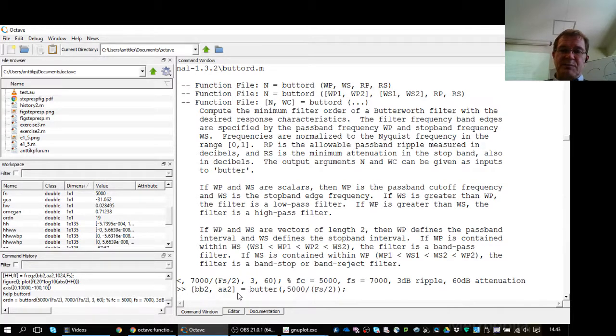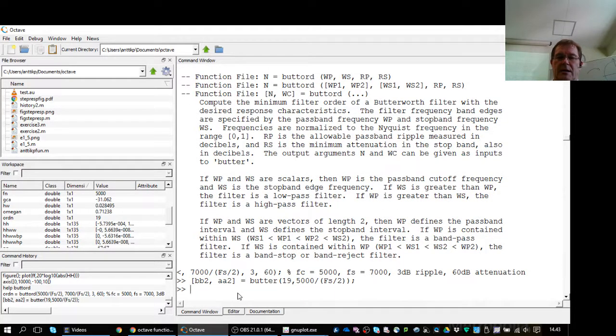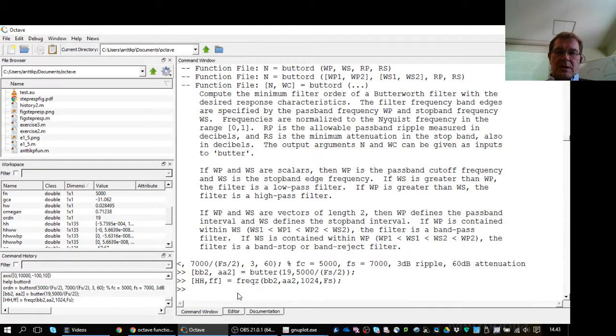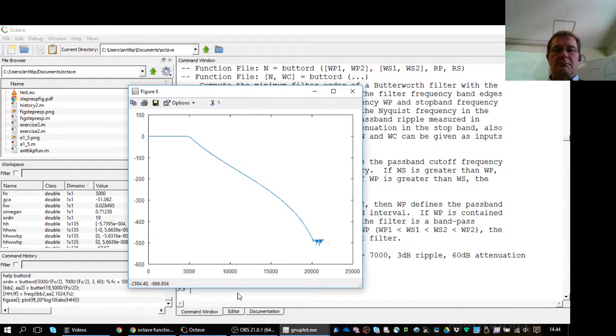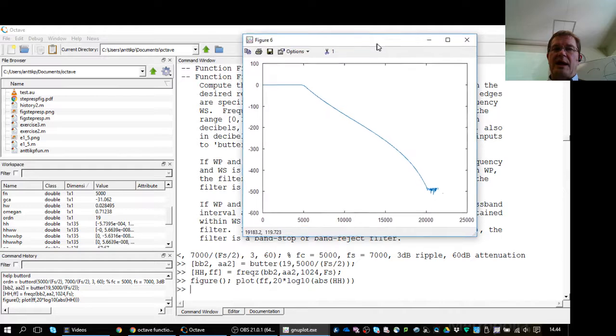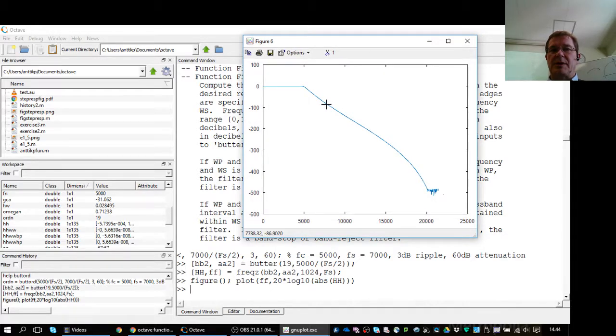Instead of that, I will just put 19. Bang. Calculate this, the frequency response, and then plot that one. And at 7 kilohertz, which is somewhere here, we have at least that 60 dB attenuation.